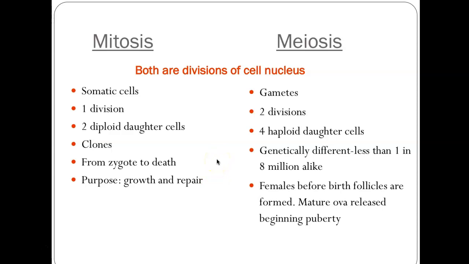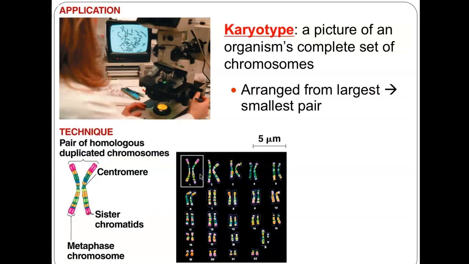Okay, number 14, describe how human chromosomes are arranged on a karyotype. Well, they're numbered 1 through 22, and then the sex chromosomes, so they're just paired up. Homologous chromosomes are paired up, and they're arranged from biggest to smallest. And then you have your 2 sex chromosomes at the very end. So that's what a karyotype looks like.